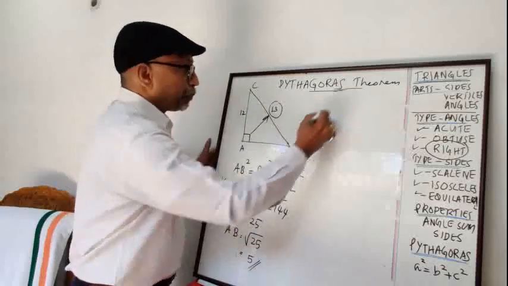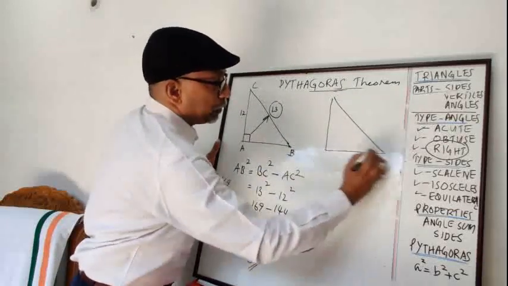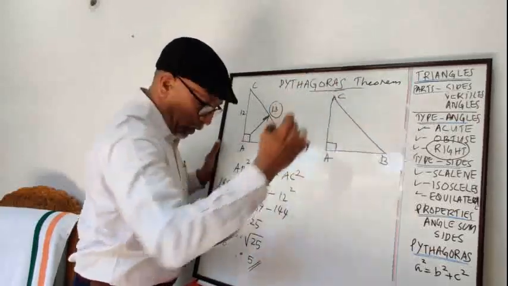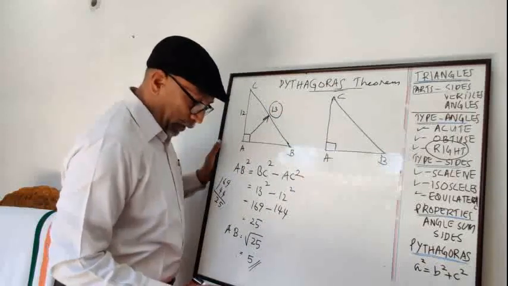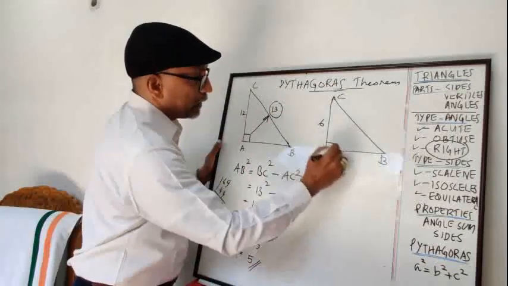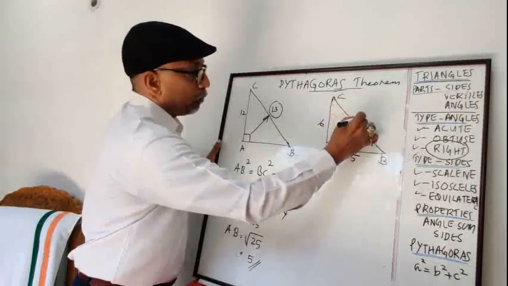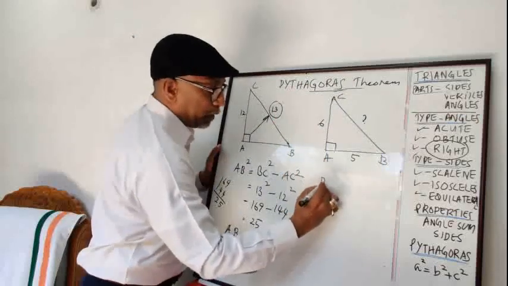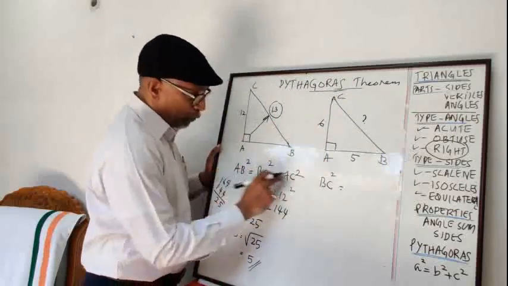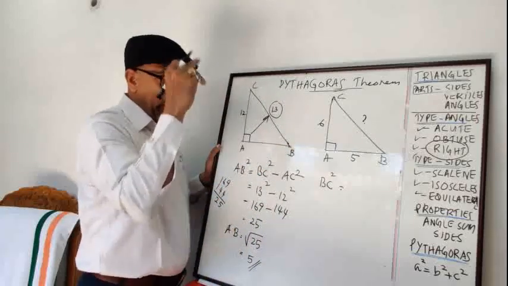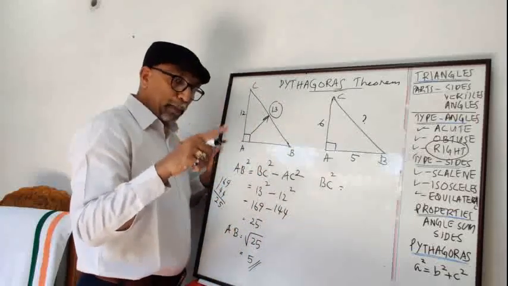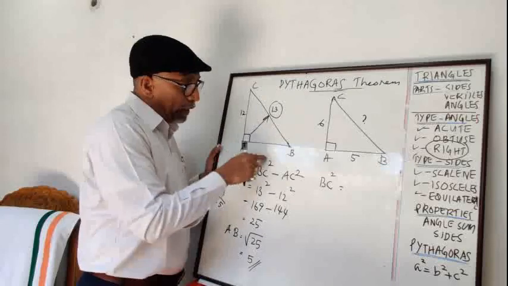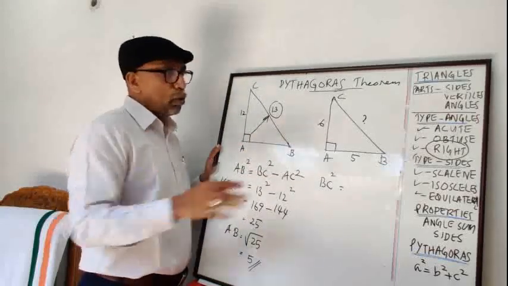Okay. Another one. Let's take another example. Triangle ABC. Let's take the example 6 and 5. And how much is this one? So you want to find the bigger one, which means BC square. Everywhere you have to put square. Pythagoras theorem says that the square of the hypotenuse is equal to the sum of the squares of the other two sides. That means square is applicable to everywhere, to all the three sides.